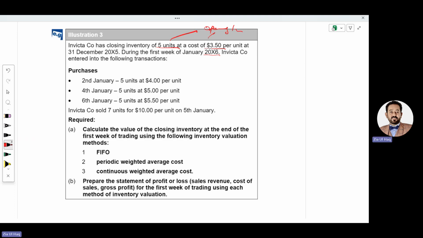During the year, they purchased on 2nd January 5 units at the rate of 4. On 4th January, they purchased 5 units at the rate of 5. On 6th January, they purchased 5 units at the rate of 5.50. And Invicta sold 7 units for 10 per unit on 5th of January. Can you calculate the closing inventory figure using FIFO method?